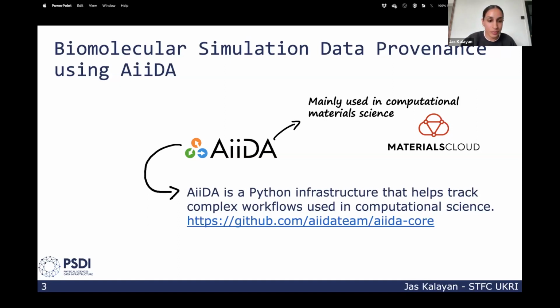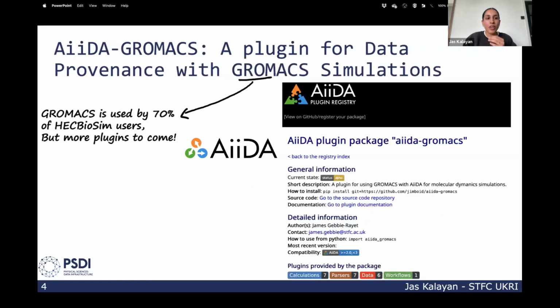set in stone. So we've developed aiida-gromacs, and it's a plugin for AiiDA. It's available on the plugin registry to download. So we're still developing it, and we've focused on GROMACS for now because 70% of HEC-BioSim users are using GROMACS, but we want to develop a suite of plugins so that as many researchers as possible can use our tools to collect provenance.